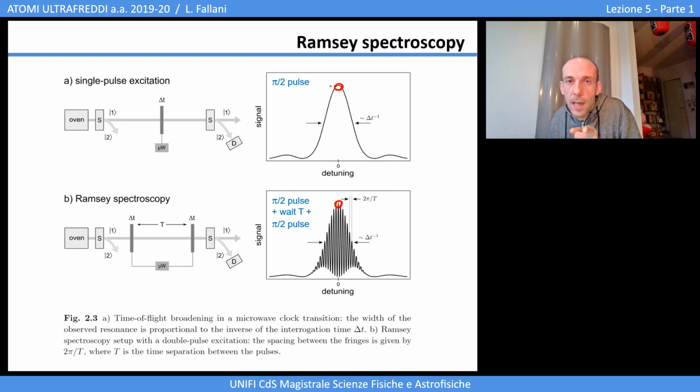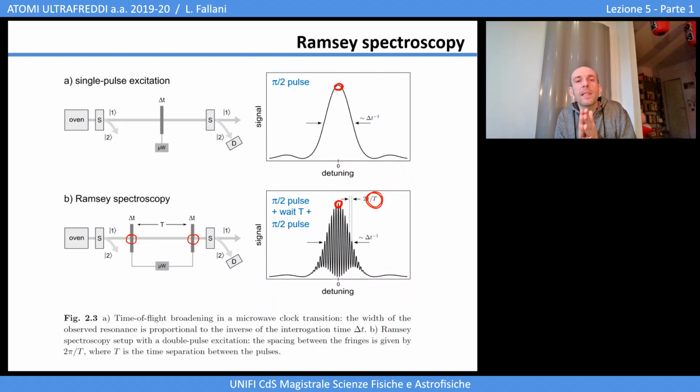But now, why is this happening? So what happens here? The atoms are excited with a pi-half pulse at the first place. Then they will travel, and you have a second pi-half pulse. But the outcome of this second pi-half pulse depends on what happens in the central region, because if this was not the case, why should you observe some dependence of the spectrum on the time between pulses? So there is something happening in the dark time between the first and the second pulse. So what is happening here?